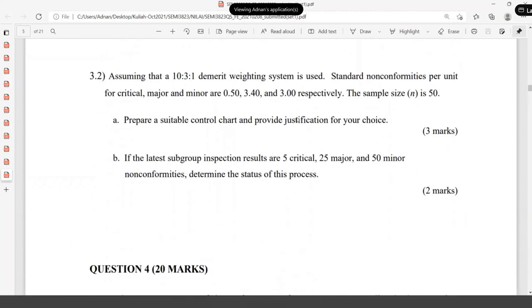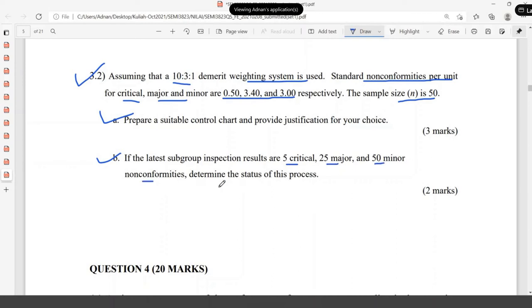Number 3.2 ni related to demerit control chart. The demerit rating system, standard non-conformities per unit for critical, major and minor is given here. Sample size is 50, prepare the control chart. And then after that it asks, what happens if you get 5 critical, 25 major and 50 minor non-conformities? Determine the status of this process.